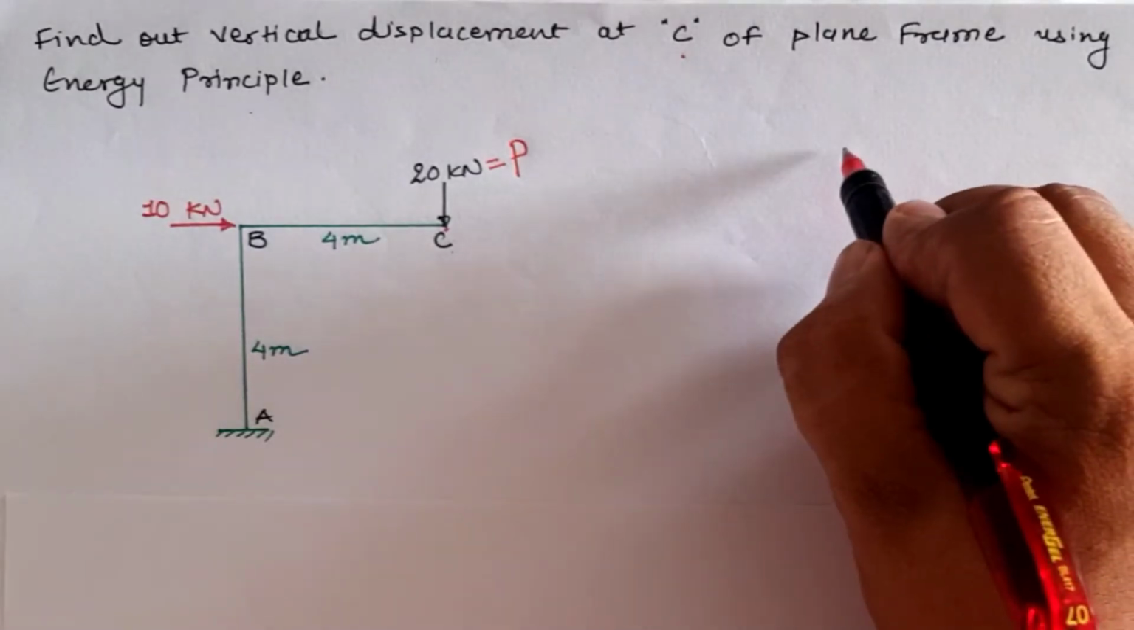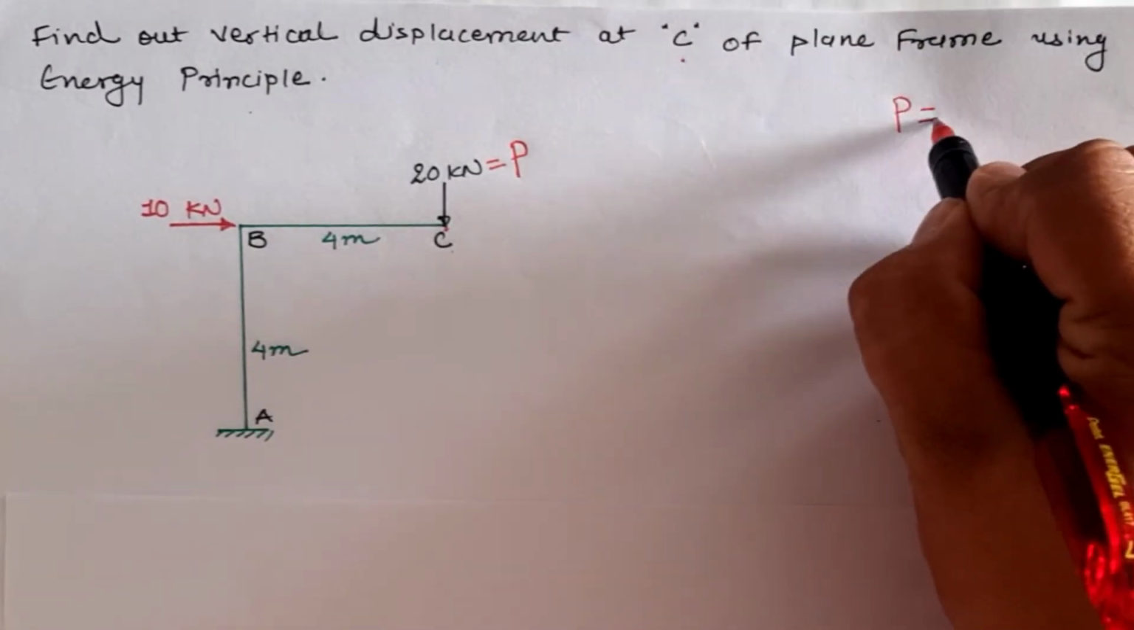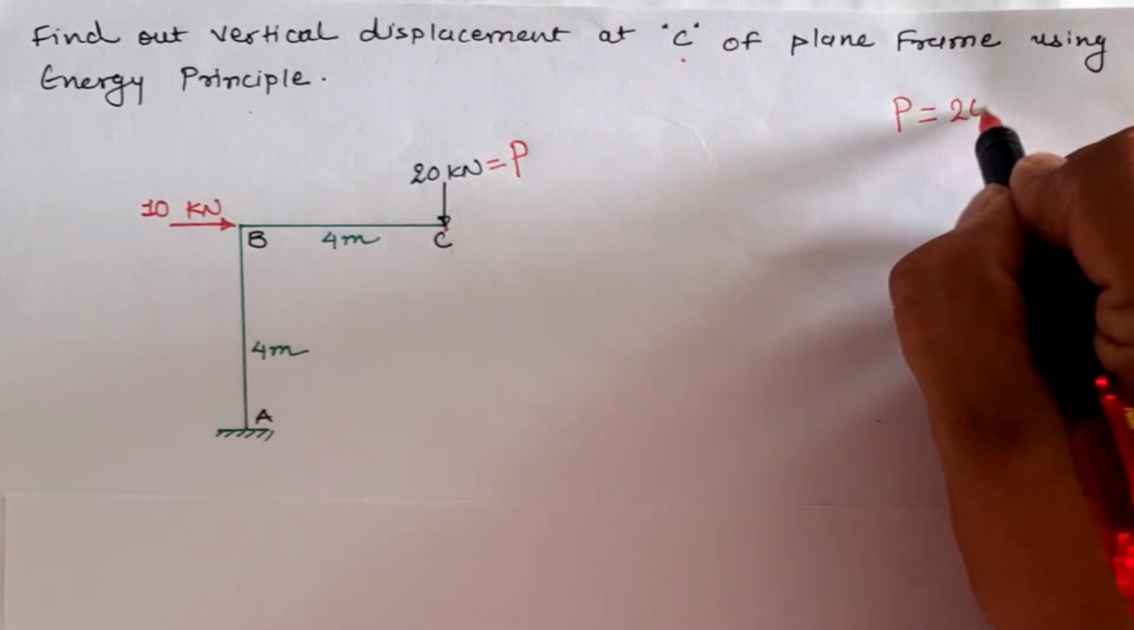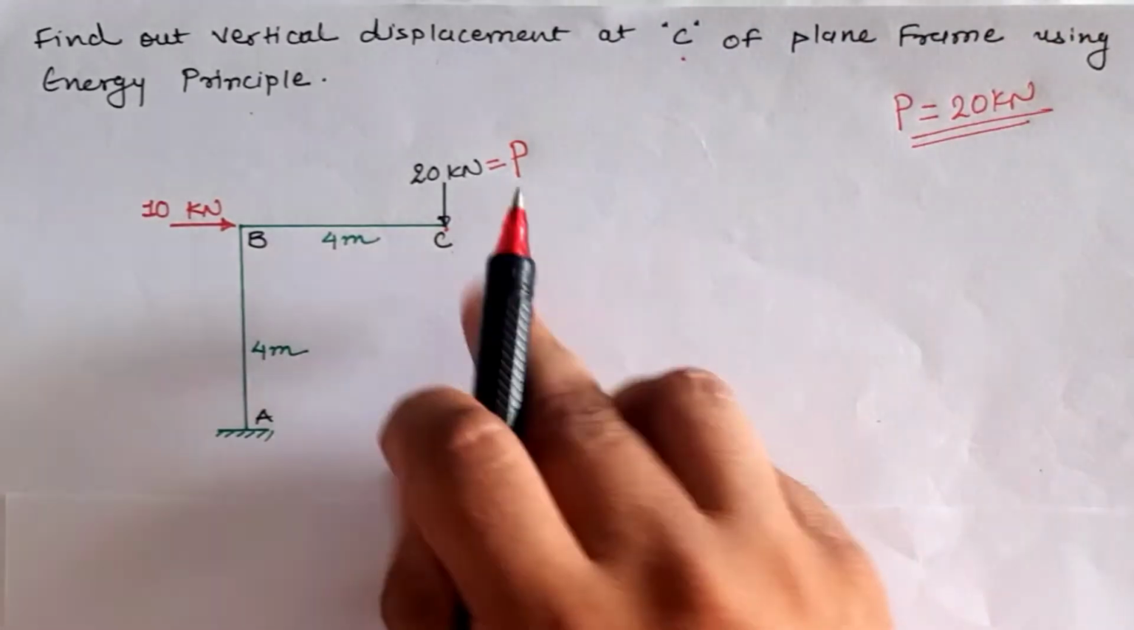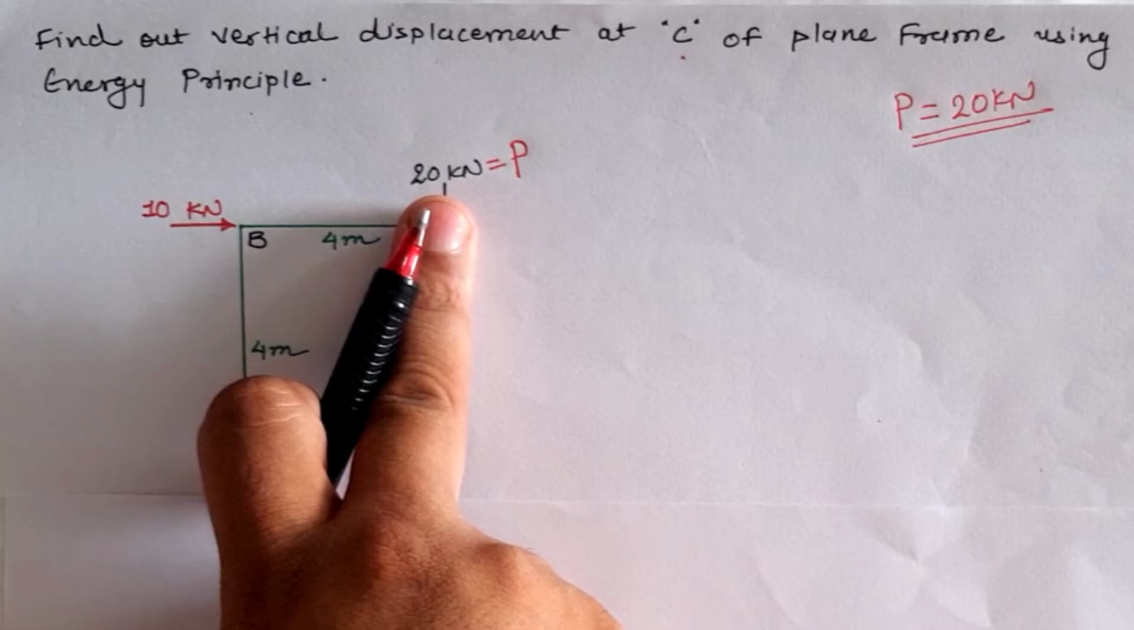which will be treated as the arbitrary load P. So for the calculation purpose we are going to use the arbitrary load P as 20 kilonewton, as at location C 20 kilonewton exists.